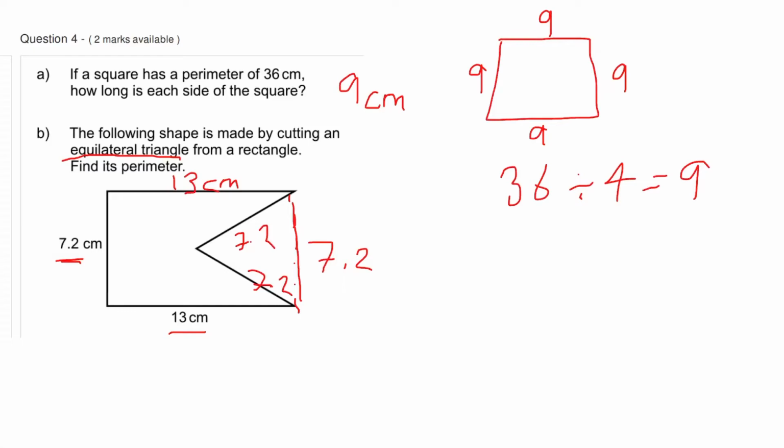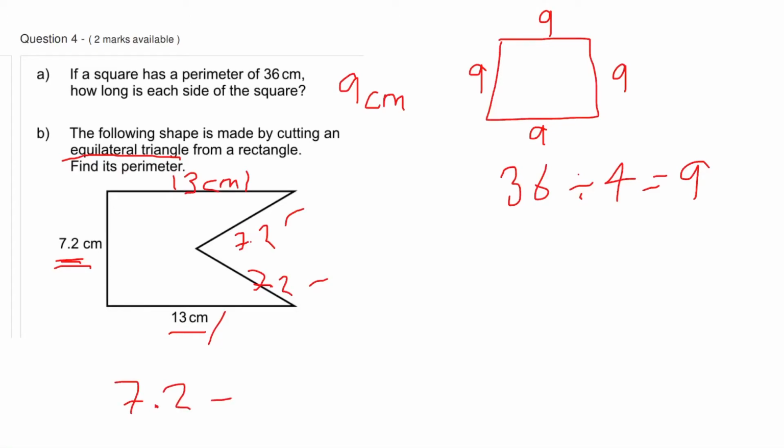Okay, so rubbing off what we have here along with the line, we now have all the sides. We've got this is 7.2, we have 13, we have 13, and then we have these two sides which are 7.2. All we are now going to do is add this all together to find that perimeter.